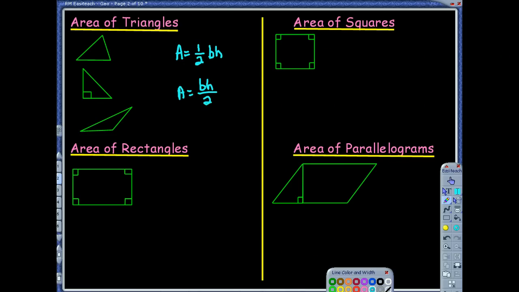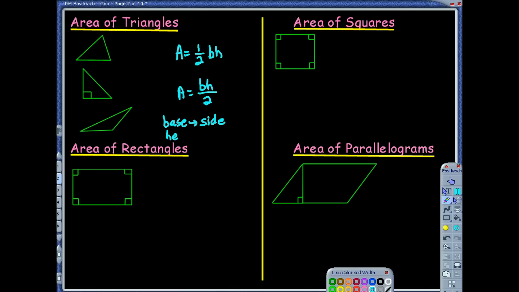Now, I want to stress something about the base. Often people think the base has to be the bottom side. The base just has to be the piece that's perpendicular to the height that's coming into it. So what is a base? It has to be a side. A base is just a side of some sort. It could be any of the sides. It really depends on the other piece, the height.